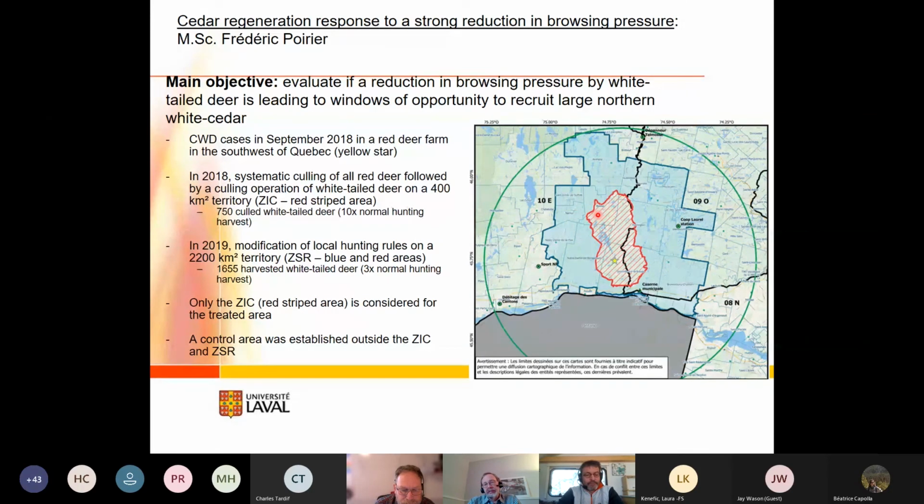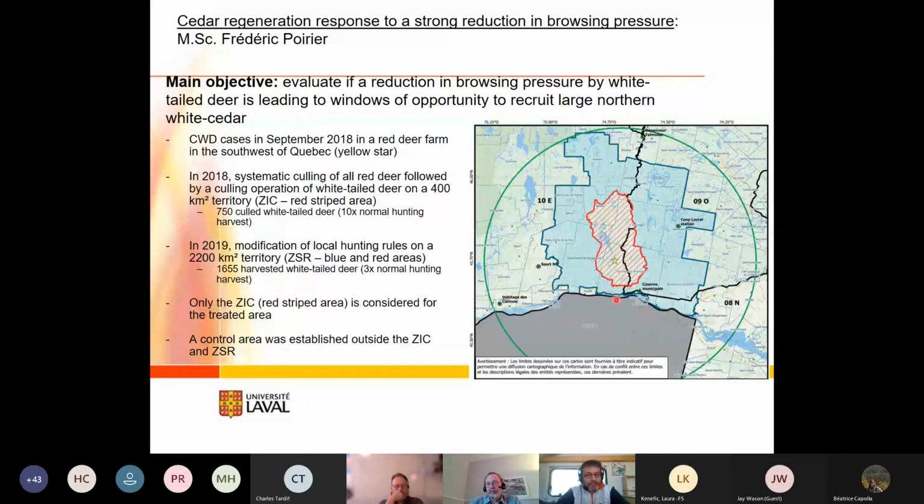And the second study I'll be discussing here is a study where we took advantage of an outbreak, well, not an outbreak, but an event of the chronic wasting disease that occurred in a deer farm in western Quebec. And here you see the farm. So all the deer in that farm were killed, and there was a systematic culling effort all around this zone, this deer farm. And in addition, there was another zone here where the hunting was intensified to reduce the deer population.